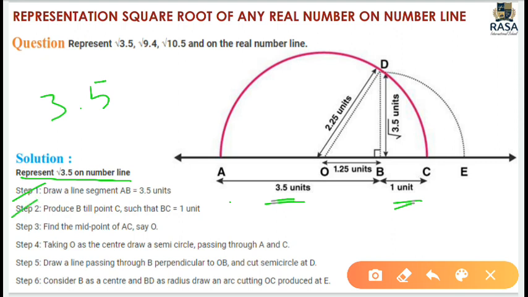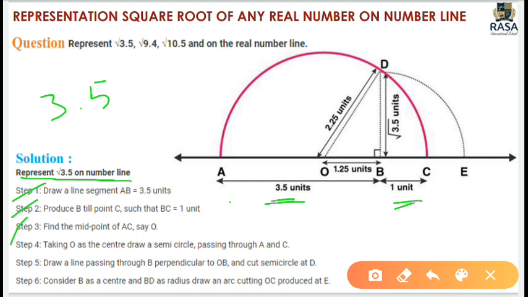Now, having reached step 2, we take AC as one line segment, and we have to find the midpoint of it, which will be O. For finding the midpoint of AC, we will draw the perpendicular bisector of AC.